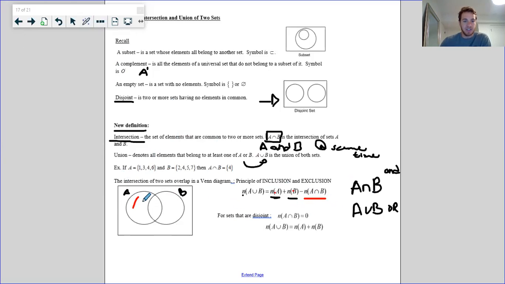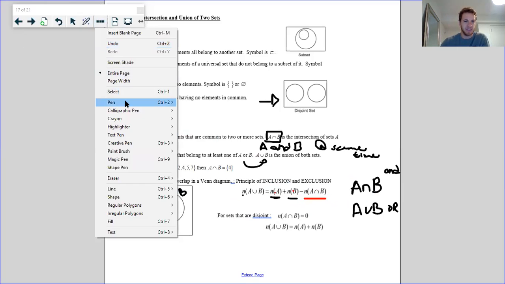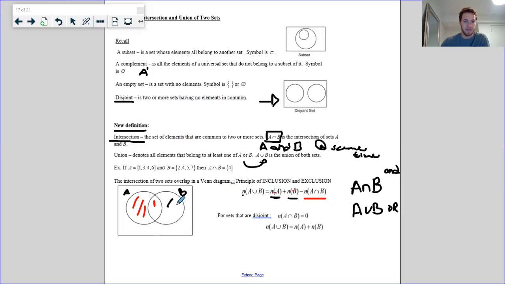Remember, you are counting circle A. Okay. You are counting circle B. Let me change color. But as you can see, I've counted it twice. So I'm then going to erase one of the sections, and then that will include everything.